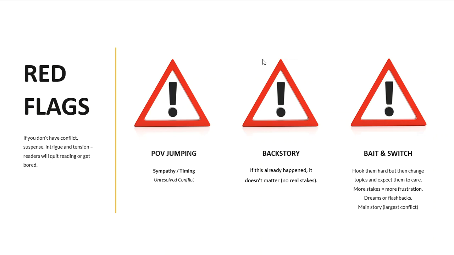So the other big red flag is backstory, which, like I mentioned, is challenging because a lot of authors try to put it in the first couple chapters because they think it's important to explain. But if it already happened, it doesn't really matter because there's no stakes, there's no real conflict. I don't love this choice of words, actually. Backstory can matter a lot given the right conflict.